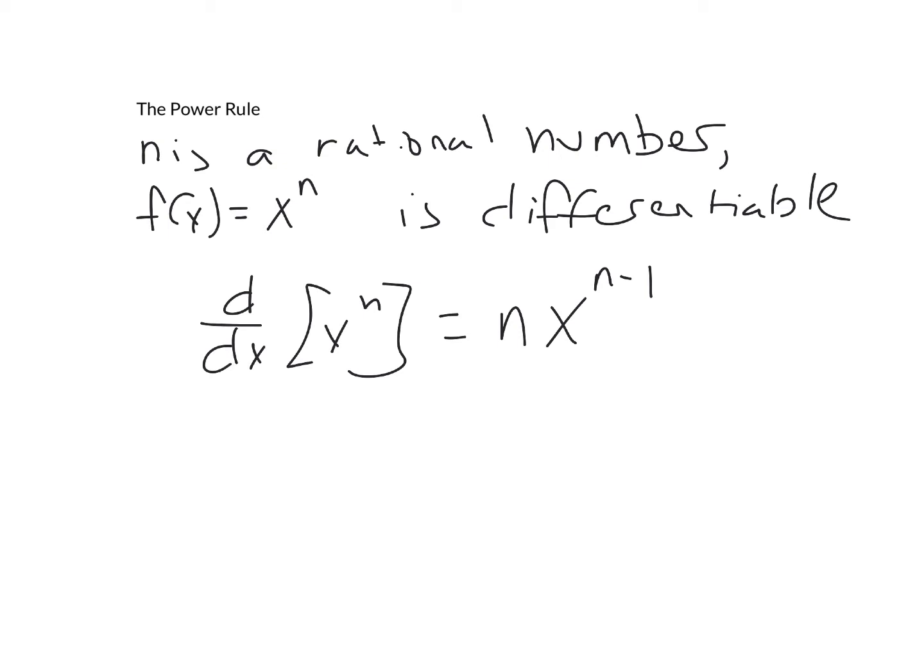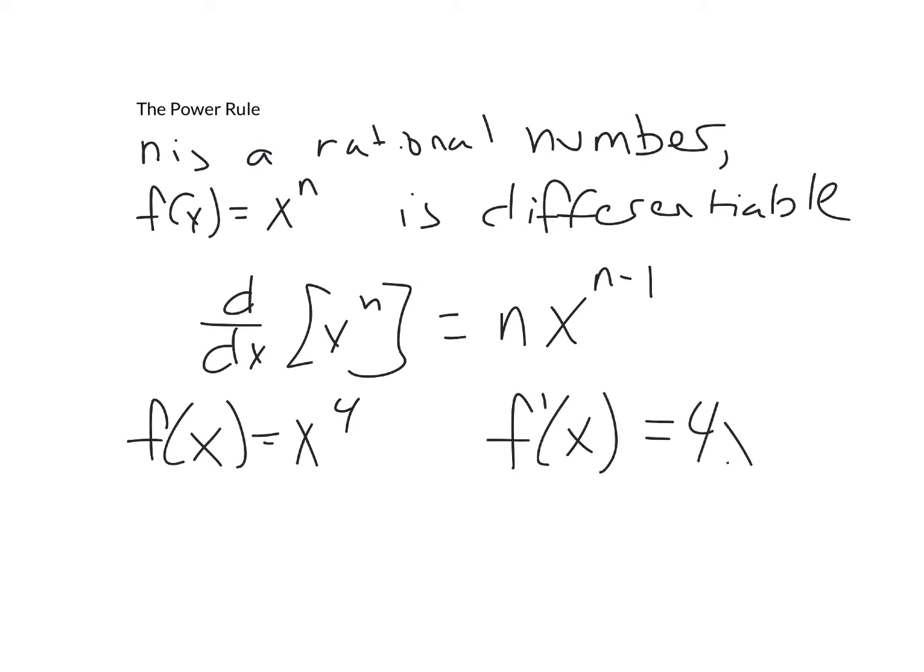Now for some examples, let's say we have f of x is equal to x to the 4th. Well, as you can see, n is equal to 4, so the 4 is going to go up front, and we're going to subtract 1 from the exponent, so 4x to the 3rd will be its derivative.